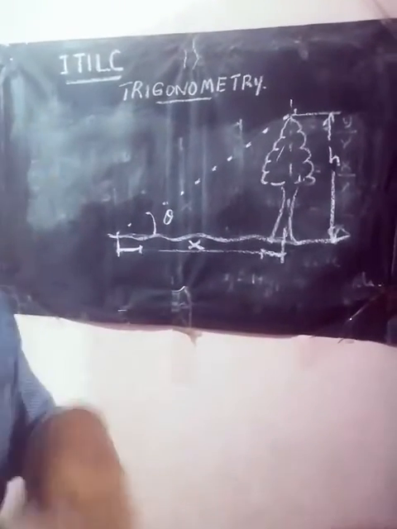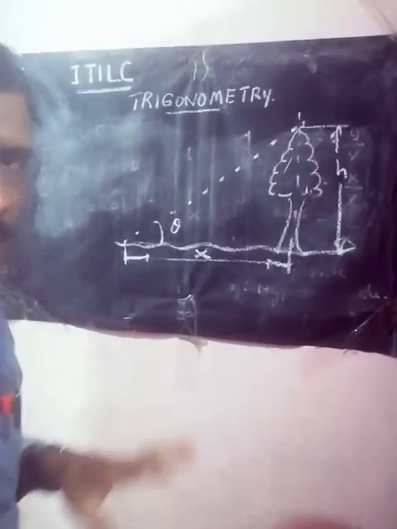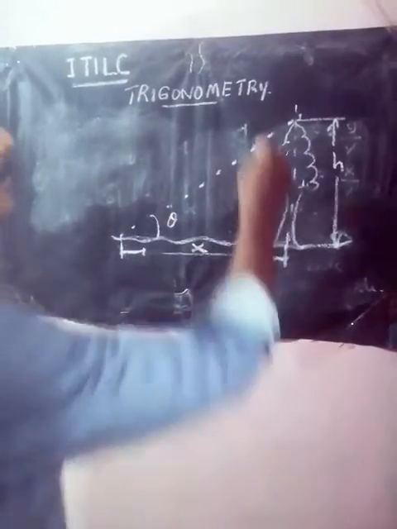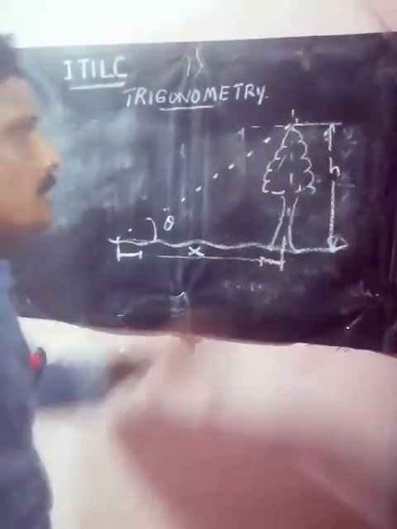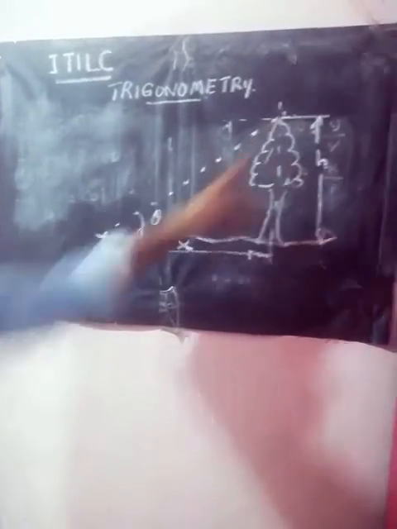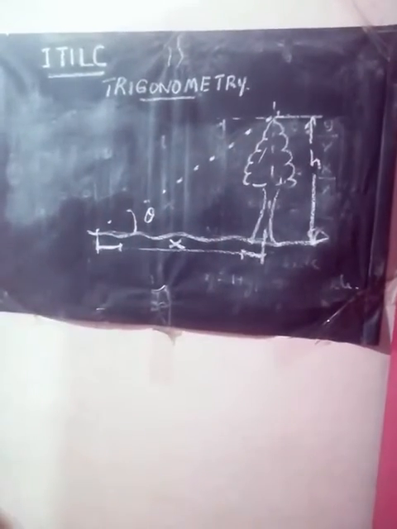And another one is the angle of depression. If you want to measure the angle of depression, that means we measure from the tip of the tree to the point on the ground. That shows the angle of depression.